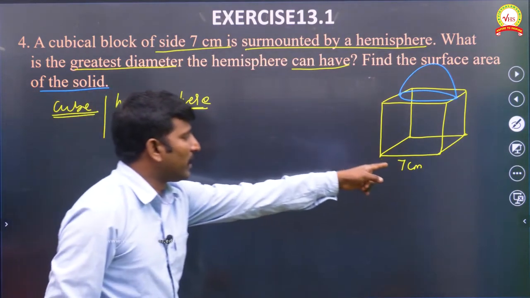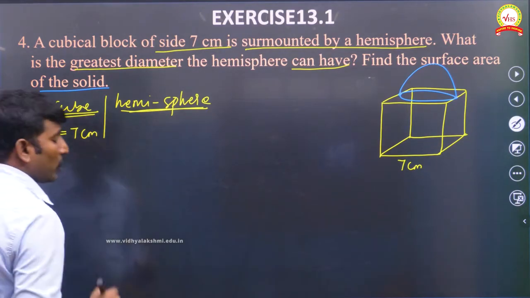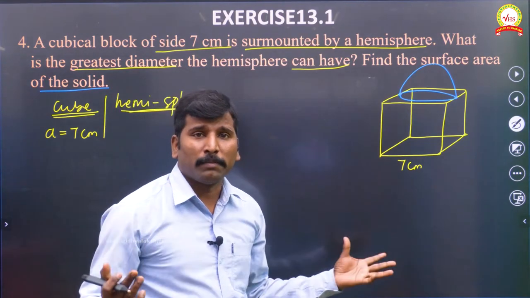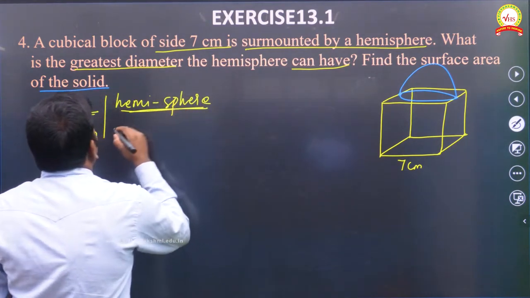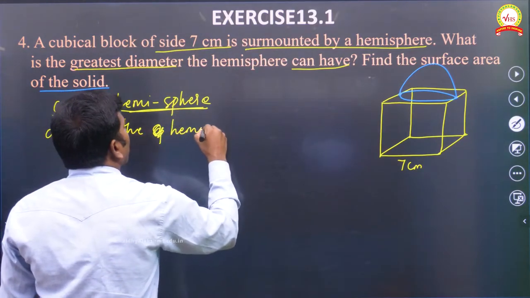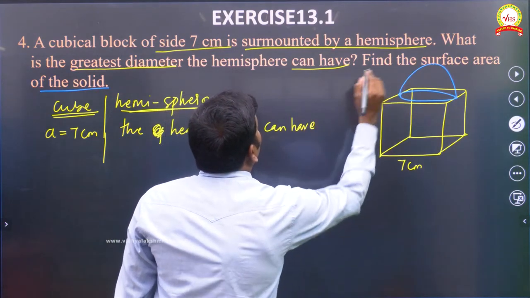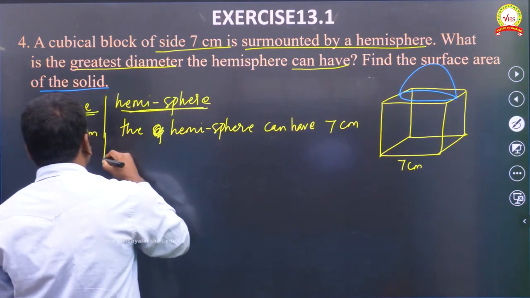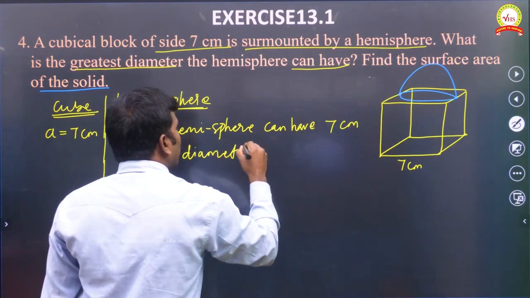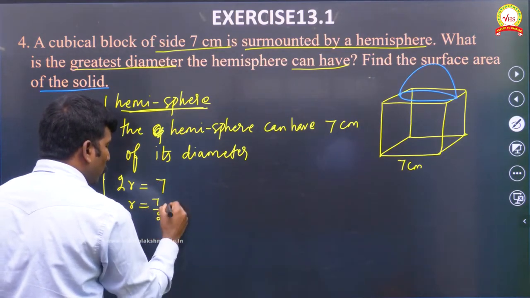First the cube, they said clearly 7 centimeter with the side. So the side I am taking as A. A is equal to 7 centimeter. And the hemisphere, they asked how big a diameter it can have. Definitely the hemisphere can have 7 centimeter as its diameter. Just write it: 2 times radius equal to 7. Then r is equal to 7 divided by 2 centimeter.